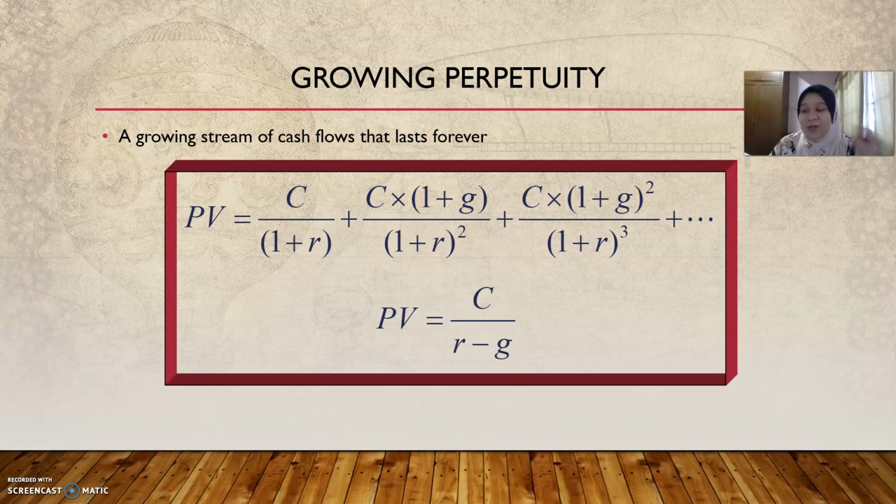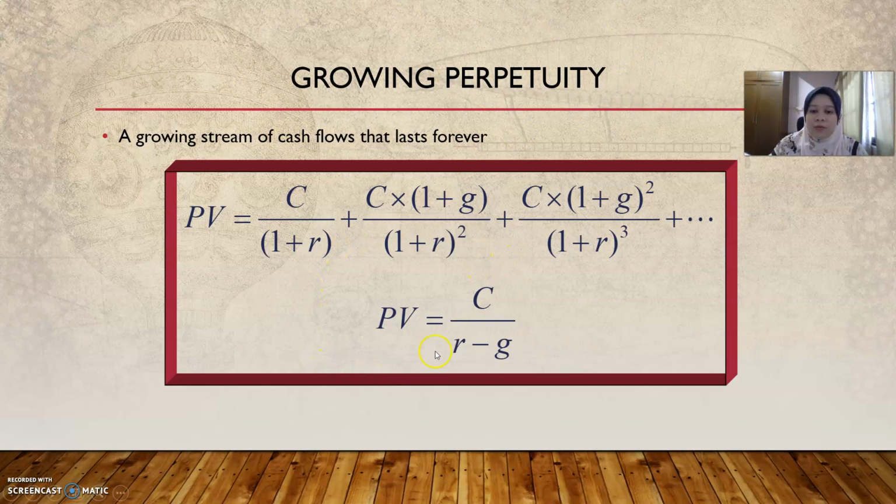So how are you going to know? What is growing perpetuity? It is a growing stream of cash flow that lasts forever. So you are given the interest rate, you are given the growth, but the cash flow will last forever, or it grows until you don't know when it will end. It will be throughout infinity, so you will not know when it will end. Normally this will involve dividends. When the question asks you about the dividend, it normally involves perpetuity.